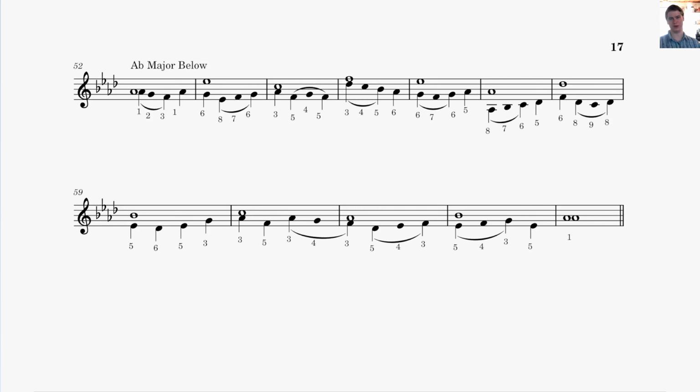Okay, A flat major below. From here I'm going to start picking up some more speed, not re-explaining what I already explained before. First thing, looking for any mistakes. Right away we see this octave right here, and it's being approached in direct motion by a fifth. And there's a lot of bad things happening here. It's a good example to see what you should not do.